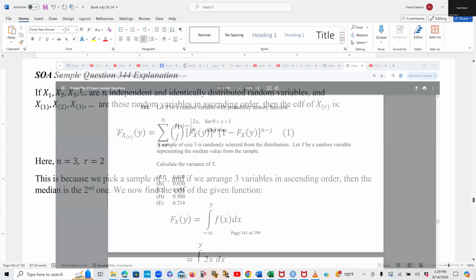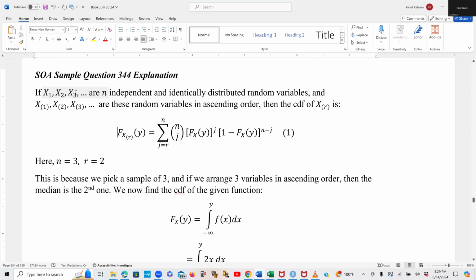So here we will use this order statistics formula: if X1 through Xn are independent and identically distributed random variables, and X subscript (1) and so on are these variables in ascending order. Now when we just said X1, X2, X3, the values could be mixed up. But if we write them in order from the smallest to the largest, then the CDF of the rth ordered variable equals this summation.